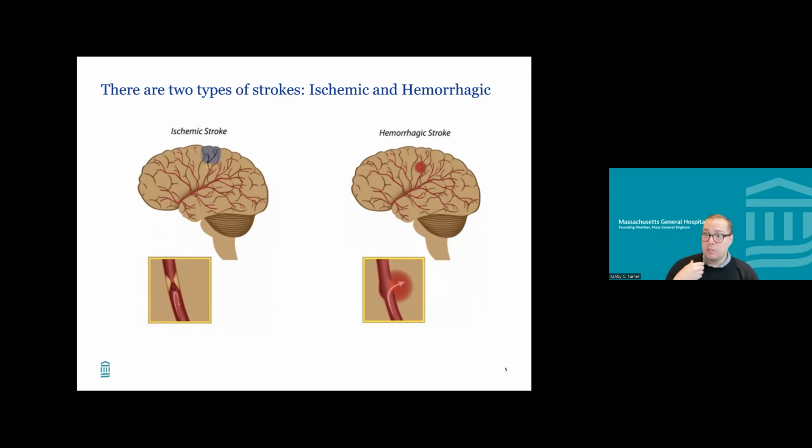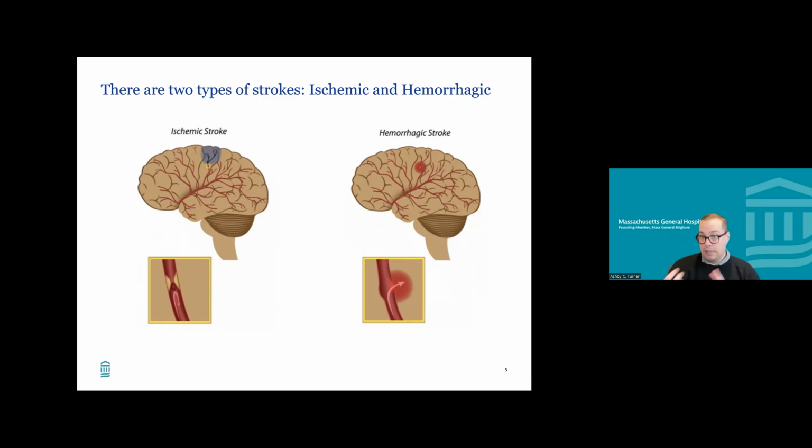Generally speaking, the larger the vessel that's blocked, the more region of the brain that area supplies, and potentially the larger the stroke, potentially the more devastating the injury. But the clot can occur anywhere from the chest all the way up into the brain. The other variety of stroke is a hemorrhagic stroke, or a bleeding stroke.